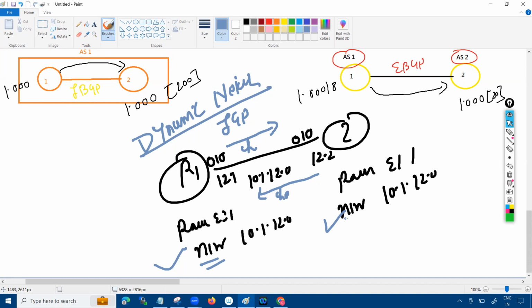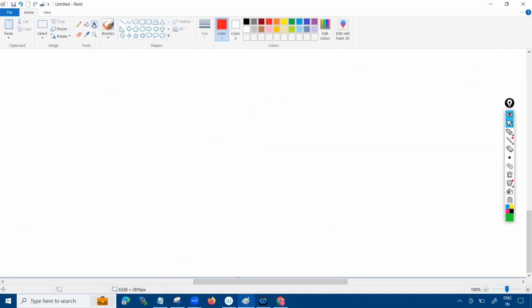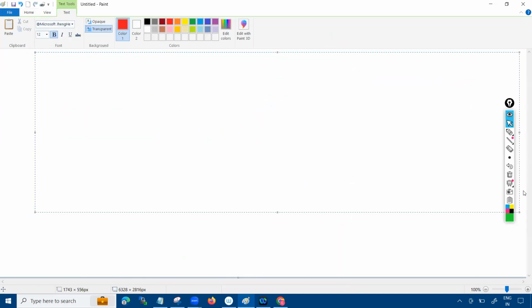So if I talk about neighborship, EIGRP, OSPF, IS-IS, they are doing dynamic neighborship. RIP doesn't have a neighborship concept. It doesn't mean that they don't have static. They do have static as well, but by default, they are doing dynamic neighborship. If I talk about the BGP protocol, right? In the BGP protocol, what happens? Let me explain this thing.